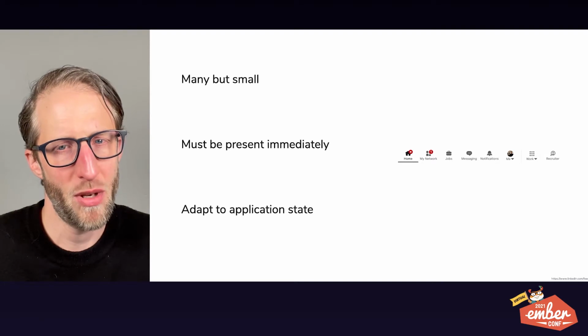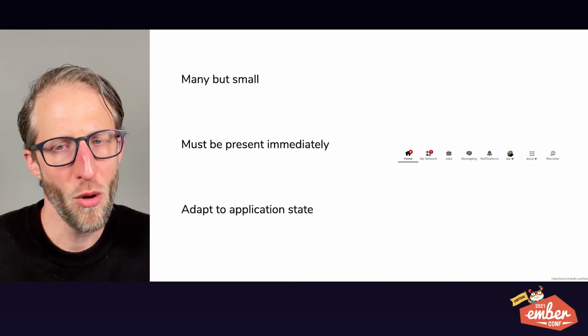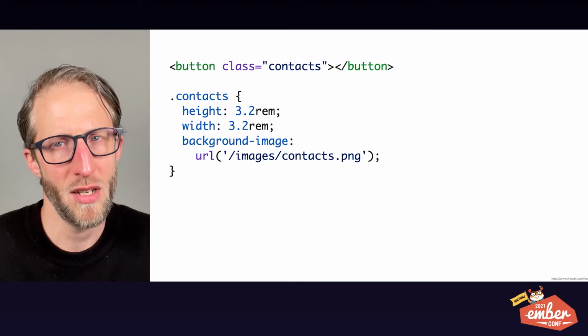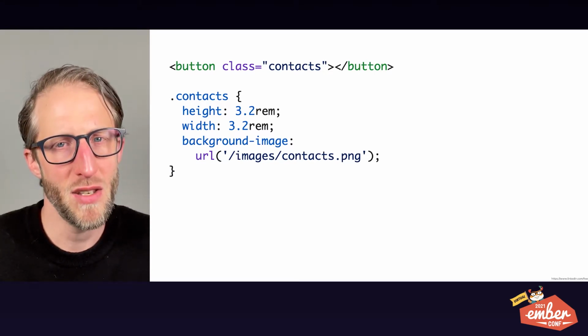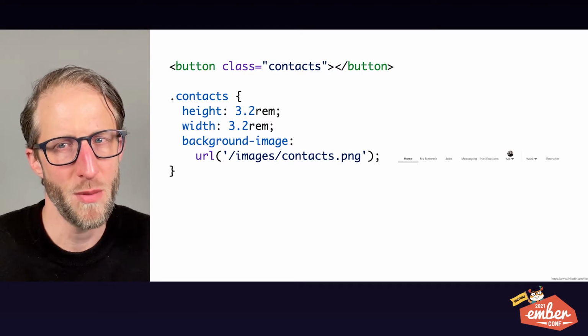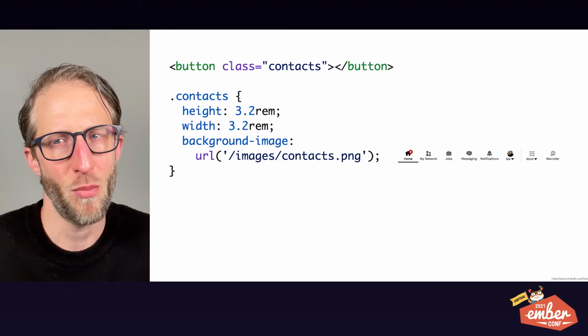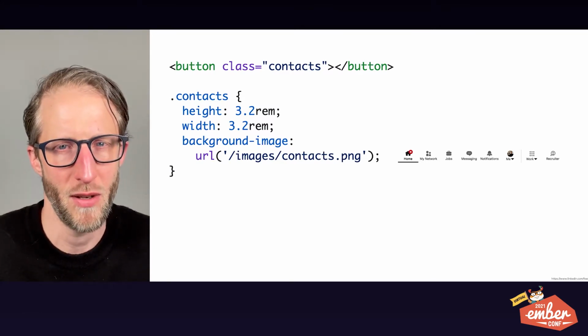Icons also adapt to application state, in this case signaling that there's a connection request we haven't seen. So what options do we have to add icons to our apps? We could add the icon image via CSS as a background image. This is the easiest solution probably, but doing this means the image will be loaded only once the tag has been rendered and the browser parses the respective style rules. So it pops in with a delay.